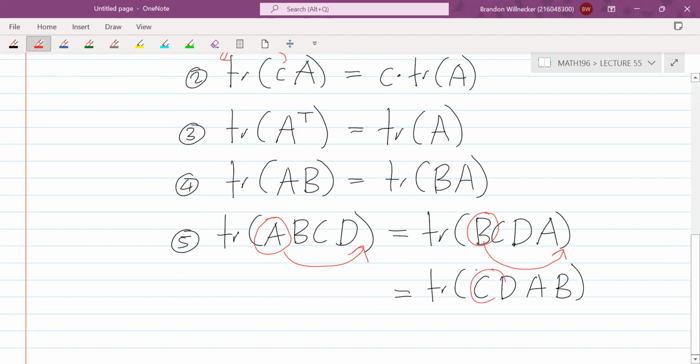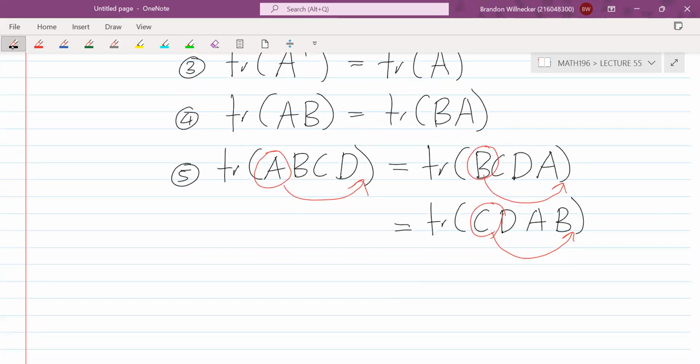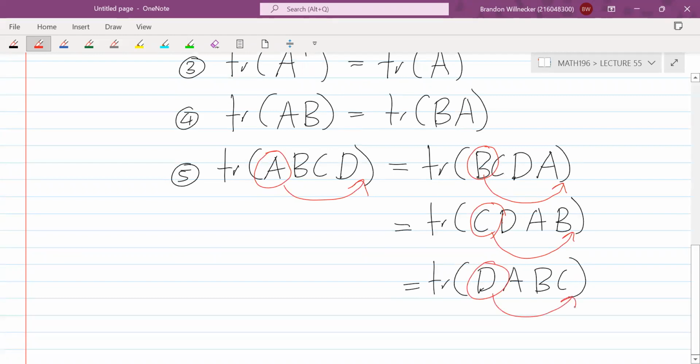And we can do it again. We can take the C, we can move it to the back. This gives us the trace of D, A, B, C. And we can do this one more. D, we can put it to the back. We end up back where we started, the trace of A, B, C, D.